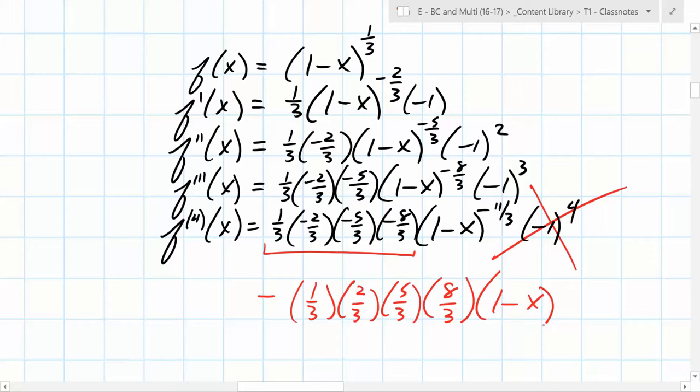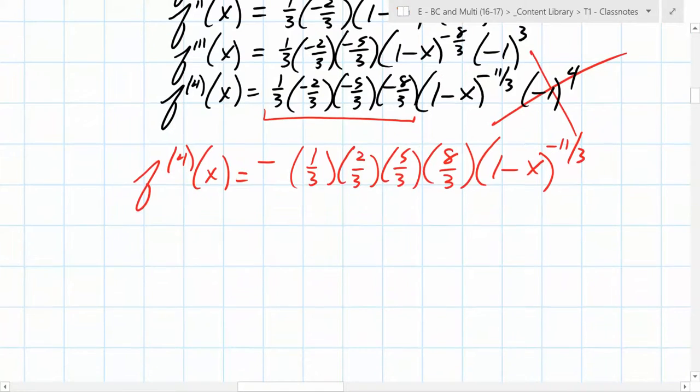Times 1 minus x to the what? Are we okay with this so far? Are we okay with that? Can we put the fractions together now? What's the numerator become of that fraction? It's negative 80 of 81. Oh, that's kind of nice. To the what? Negative 11 over 3, right?